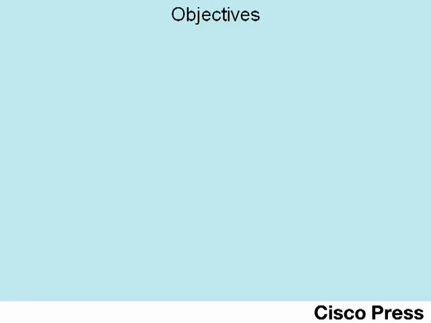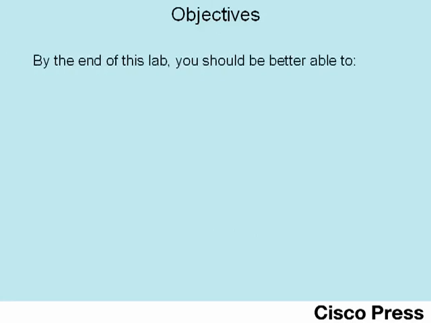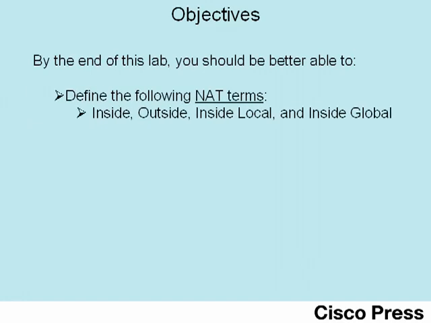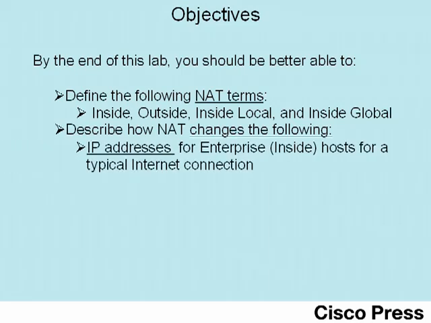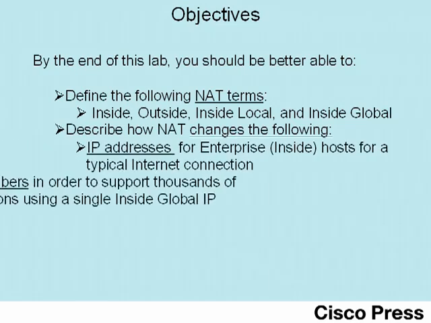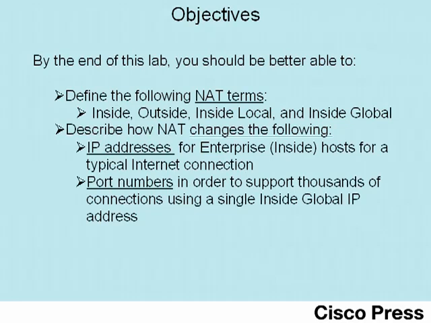Like most labs, this lab has several objectives. First, NAT uses a lot of terminology that can be confusing, so we'll start out with some definitions of the terms inside, outside, inside local, and inside global. Then the lab will talk about how NAT changes things in the IP packet, in particular IP addresses as the packet passes from an enterprise host to an internet-based host, and vice versa, and how the router, when performing overload, will change port numbers so that it can support multiple TCP connections over a single routable IP address.